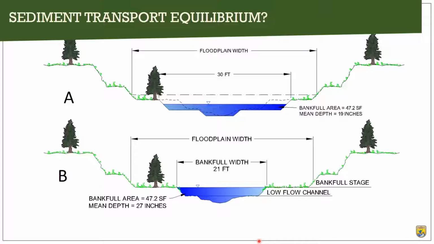I want to point out that on the slide, in channel A, we've got a wider channel, we've got the same bankfull area, but our mean depth here is 19 inches. And in channel B, we've got a narrower channel, same bankfull area, and a deeper depth. So based on what we just talked about, will the sediment transport in these 2 channels be the same? And which channel do you think will move more sediment? I'll give you just a minute to think about that.